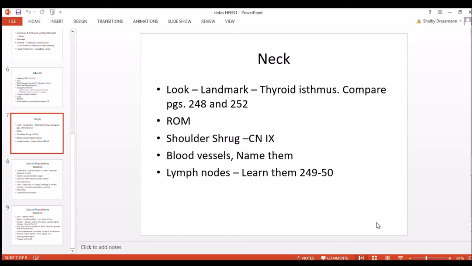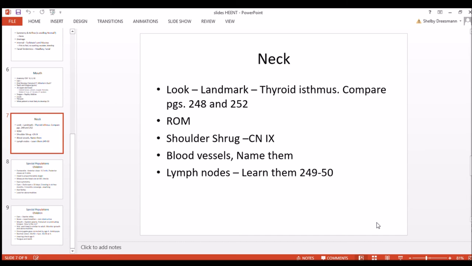Tonsillitis, infection of the tonsils, trouble swallowing, adenopathy, lymph node swelling, ear pain, all that can be caused by beta-hemolytic streptococci bacteria.